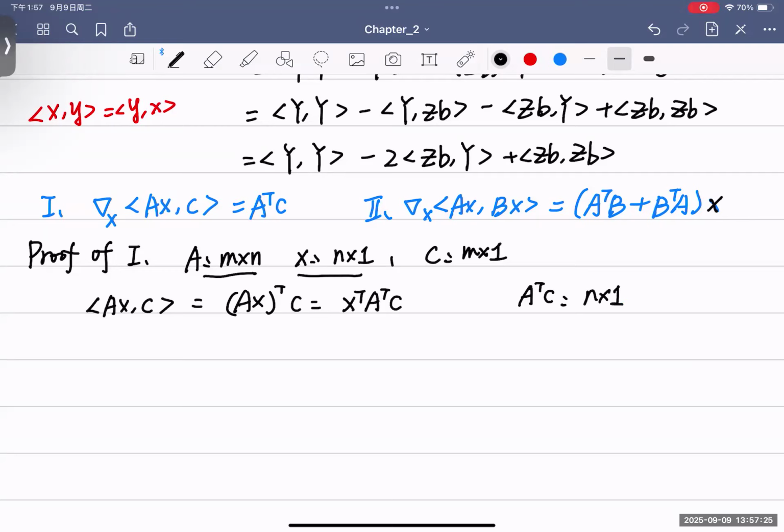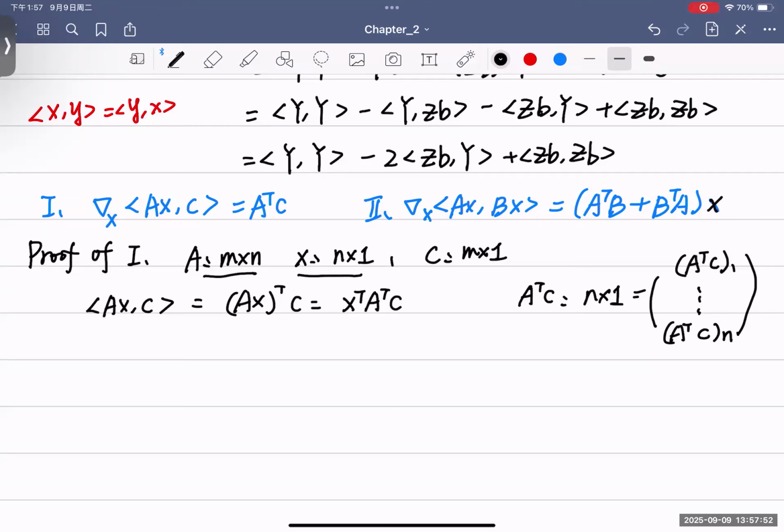Why is the multiplication important? We just need to remember the size of this term. It's n times 1, and x is also n times 1. So we can rewrite A transpose c by its elements, which has n elements in total, and use this notation to stand for the elements.